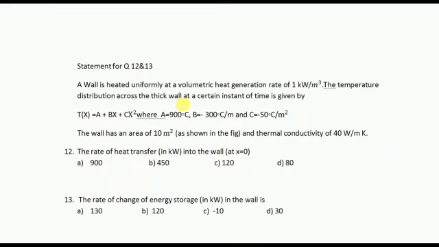The wall area is also given, and thermal conductivity is given. See, actually you consider this is a wall in which they have specified, with respect to time, at an instant of time, Qg is given, temperature profile is given, wall area is given, thermal conductivity is given. What they are asking is the rate of heat transfer into the wall, the energy storage.